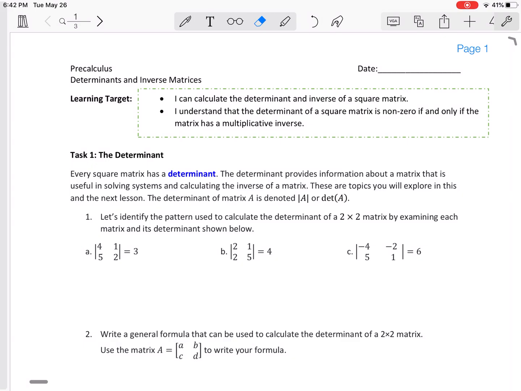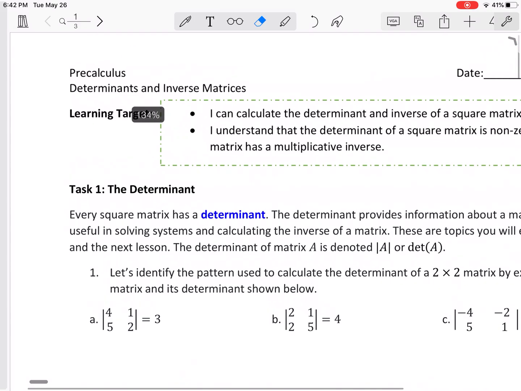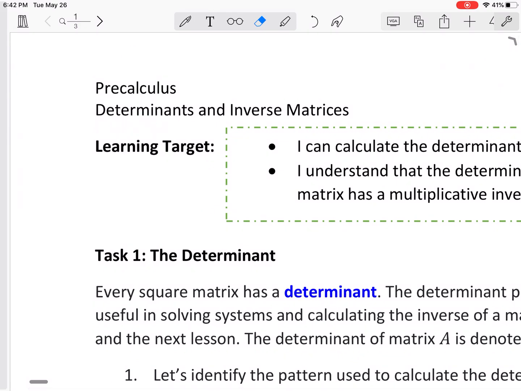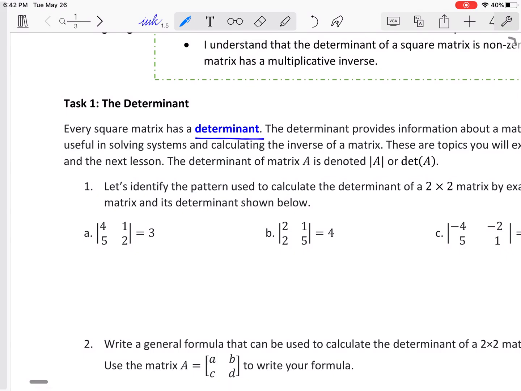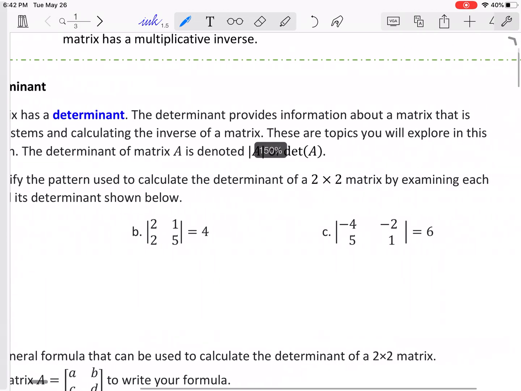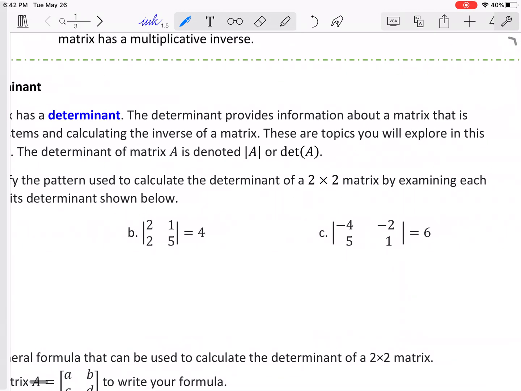We're talking about this really cool concept, one of my favorites, called matrices. In this lesson we're going to talk about determinants of matrices and also what an inverse of a matrix is going to be. So first thing, talk about the determinant of a matrix. We'll only have it for square matrices. So every square matrix will have a determinant.